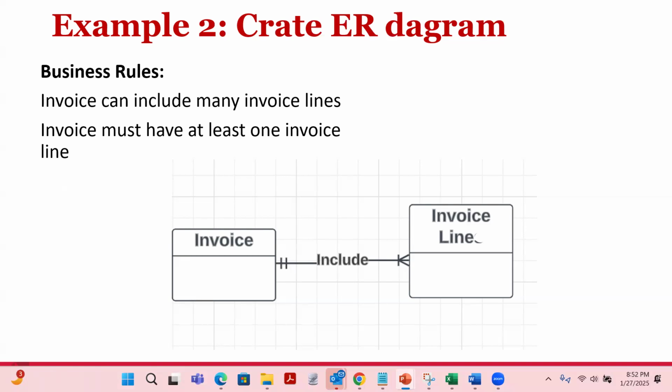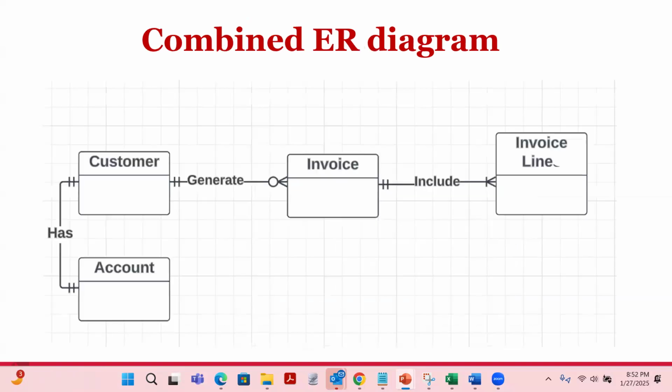So just like that, we did three examples of entity relationship diagrams. Now, let's try to combine all of those together. And voila, look at that. We just created a diagram that has four entities and multiple relationships.